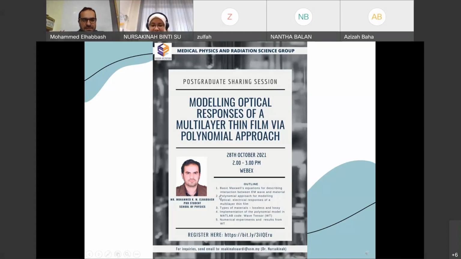So we have the basic Maxwell's equations for describing the interaction between electromagnetic waves and material, the polynomial approach for modeling optical and electrical responses of a multi-layered thin film, and also types of materials, lossless and lossy. And we have the implementation of the polynomial model in Matlab code, and the numerical experiments and results coming from this.